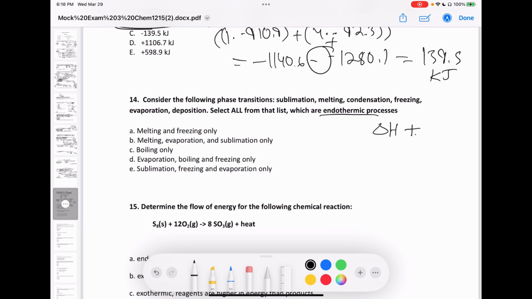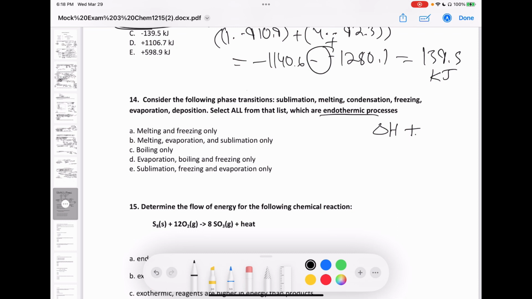So right off the bat, you can think of these as the states that are going up from solid, because I always think of water, that's the easiest way for me. So because we're looking for endothermic, where it's gaining heat, you can think of an ice cube.